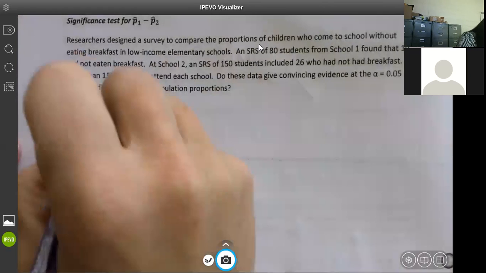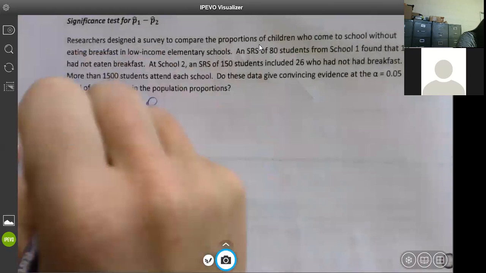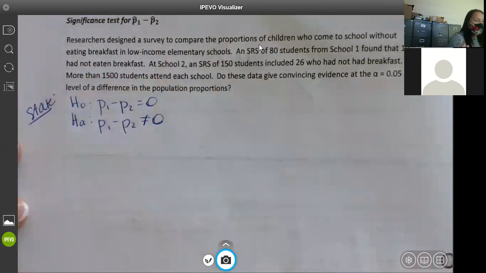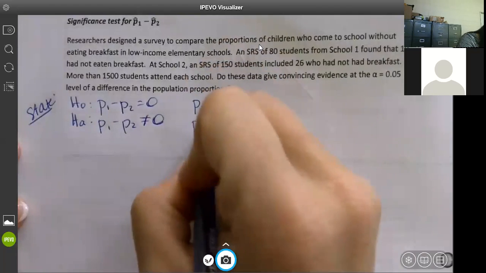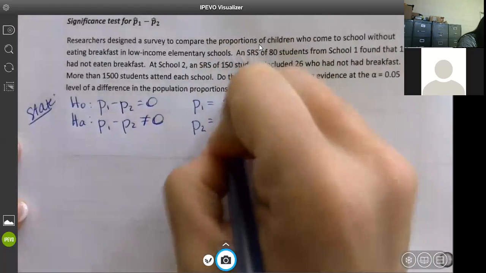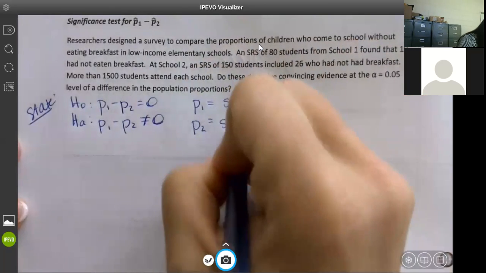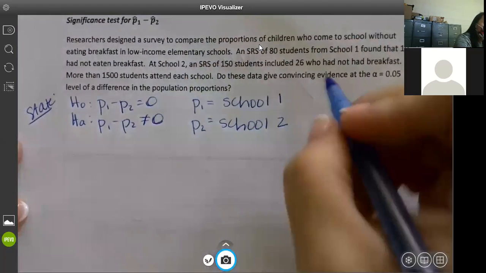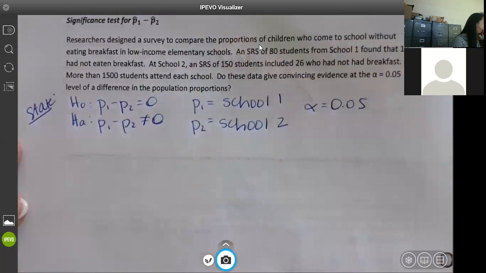And we've already done those. P1 minus P2 equals 0. P1 minus P2 does not equal 0, which causes a two-sided test. And we talked about two-sided test means you multiply the p-value by 2. We've already defined P1 and P2, so I'm not going to make you do that again. Know that it's on that other part, but P1 dealt with school 1 and P2 dealt with school 2. And the other thing that we put in here is our alpha level.